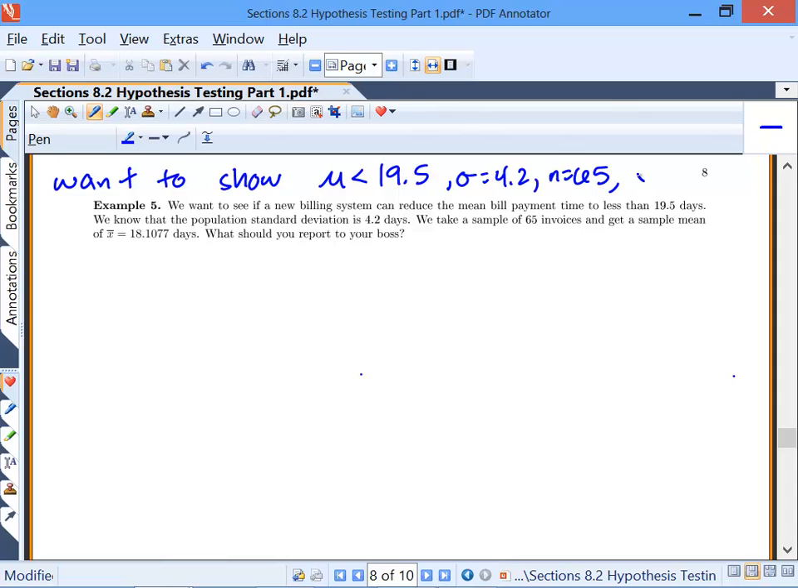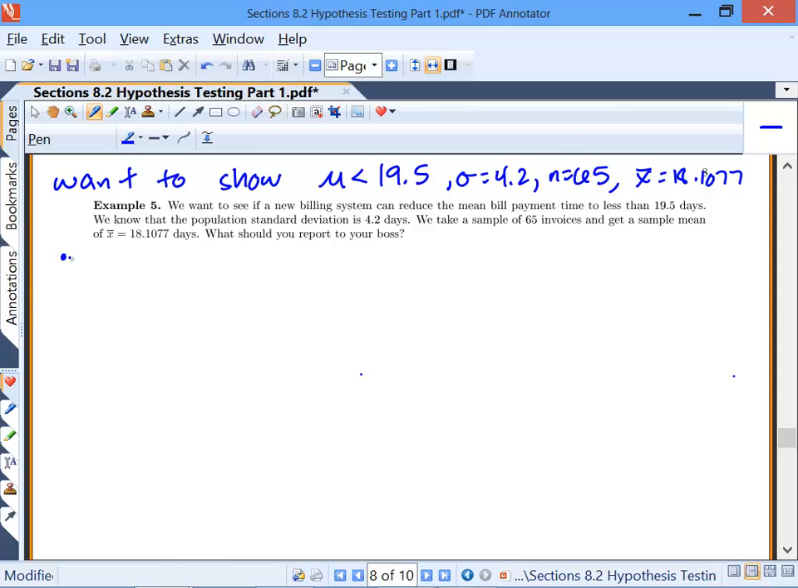And we found a sample mean of x bar equals 18.1077. Okay, and what should you report to your boss? So he wants to see if the mean bill payment time is less than 19.5 days. Now you will notice that the first thing I do whenever I'm doing confidence intervals, hypothesis tests, or anything is I read through the problem statement and I try and write everything in the symbols. So then I know what to plug into formulas, and I even know what formulas I need. So when I look at this, I see a population standard deviation, so I know I need to use a z-test.